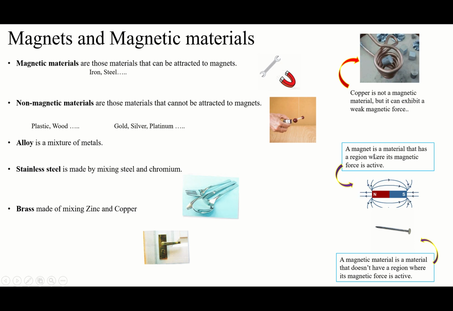We said that a magnet is a material that has a region around it where the magnetic force is active, a pulling force. It means it's going to pull things in all around the magnet. It's going to pull things to itself. A magnetic material is a material that does not have the region where the magnetic force is active. It doesn't have active magnetic force. I mean, it doesn't have pulling force.